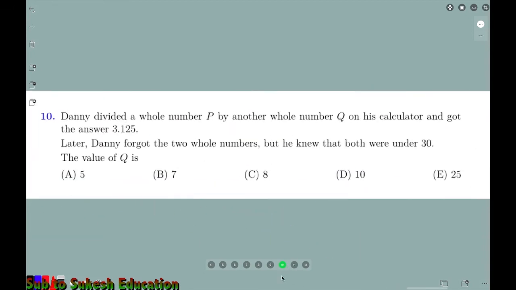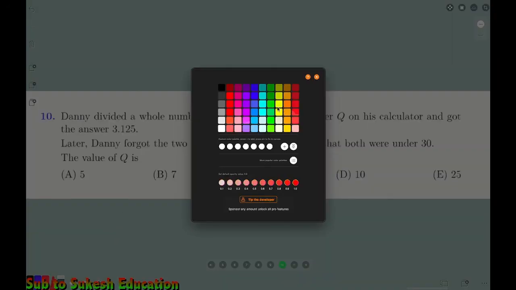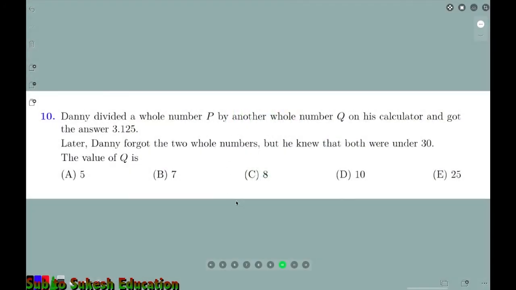Okay guys, now moving on to question number 10, the last question for this video. Danny divided a whole number, P, by another whole number, Q, on his calculator and got the answer 3.125. Later, Danny forgot the two whole numbers, but knew both of them were under 30. Okay, the value of Q is... This is the type of question that you see in competitive tests.